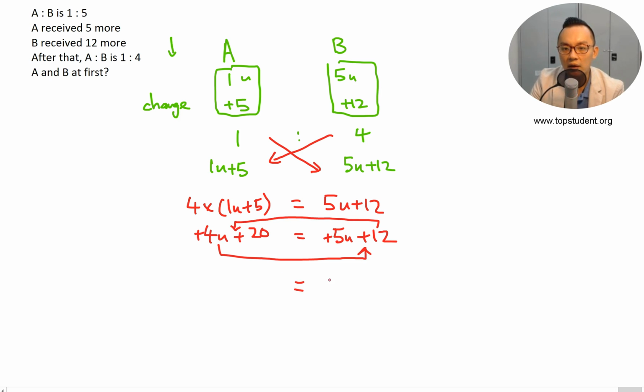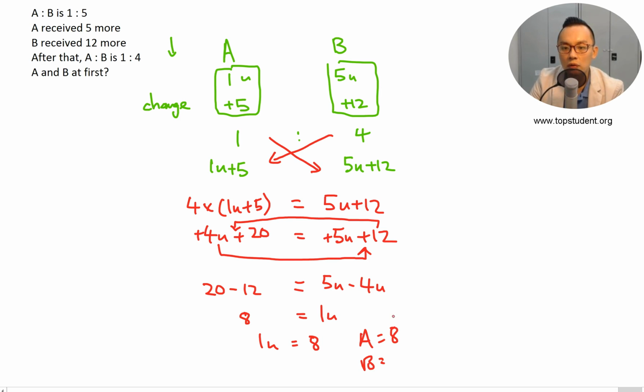So I put my equal sign. I copy down my 5u. 4u move back, plus 4u becomes minus 4u. 12 goes there, becomes 20 minus 12. Plus 12 becomes minus 12. So equals to 1u is 8. So 1u equals to 8. A and B at first. So A is 1u. So A is 8.